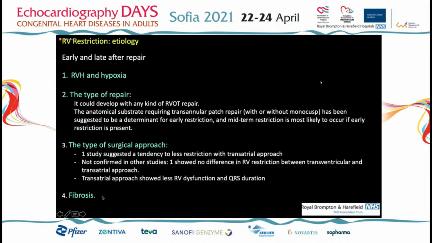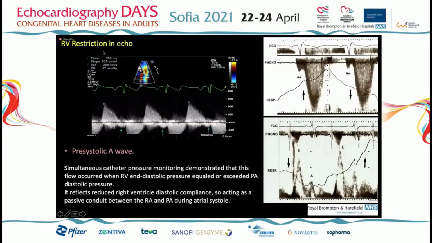And also, please bear in mind that the right ventricle might also have fibrosis in some areas. So that ventricle would be more stiff, more prone to impaired relaxation. So how is it assessed in transthoracic echocardiogram? Restriction has different parameters, but the most reliable one is the presystolic A wave.